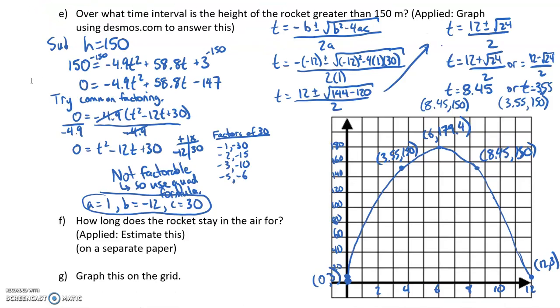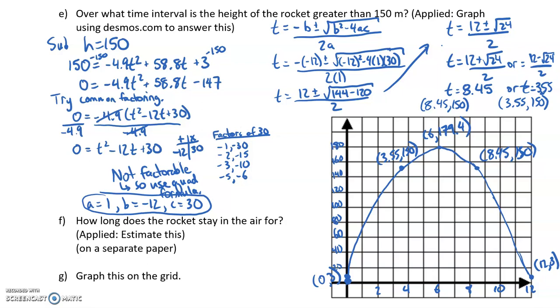So here's the solution for e. You can check your answer and make sure that you get the same thing before moving on here. We have the height being 150 that we've subbed in. We rearrange it so we get it equal to 0 by subtracting 150 from both sides. Then, as I mentioned, we can common factor negative 4.9, which gives us an a value of 1, a b value of negative 12, and a c value of 30. And that is unfactorable, unfortunately, so we have to use the quadratic formula.